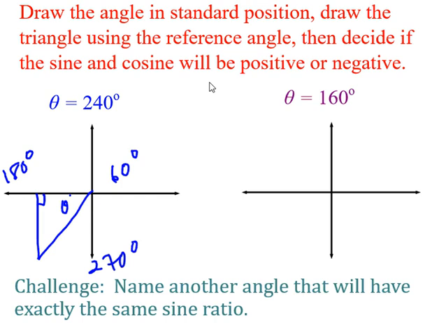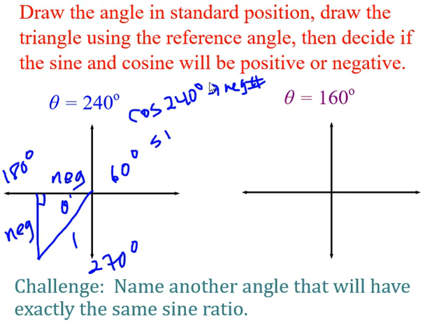And so what I know though, is if I am trying to find the cosine for this angle right down here in the corner, that's going to be the adjacent side, and this is going to be negative, and the hypotenuse is always 1. And the opposite side is going to be negative. So cosine of 240 will be a negative number, and sine of 240 will be a negative number. And you could check those on your calculator.